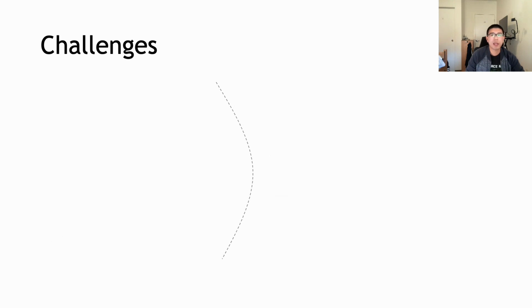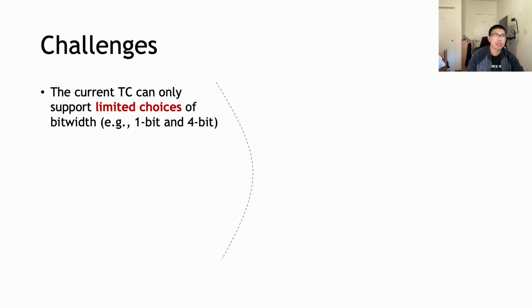However, directly accelerating quantized graph neural networks with the existing GPU tensor core faces several challenges. The first challenge is that the current tensor core can only support a limited choice of bit widths, like 1-bit or 4-bit.